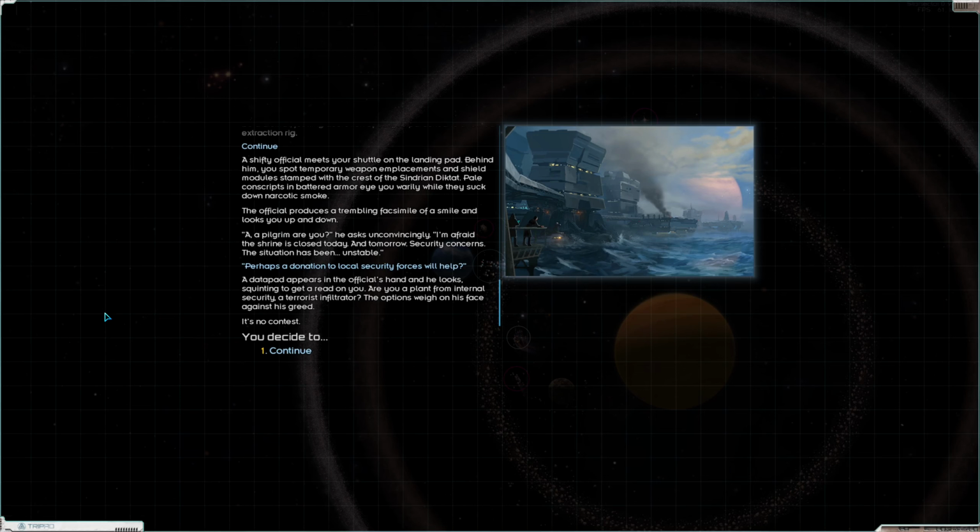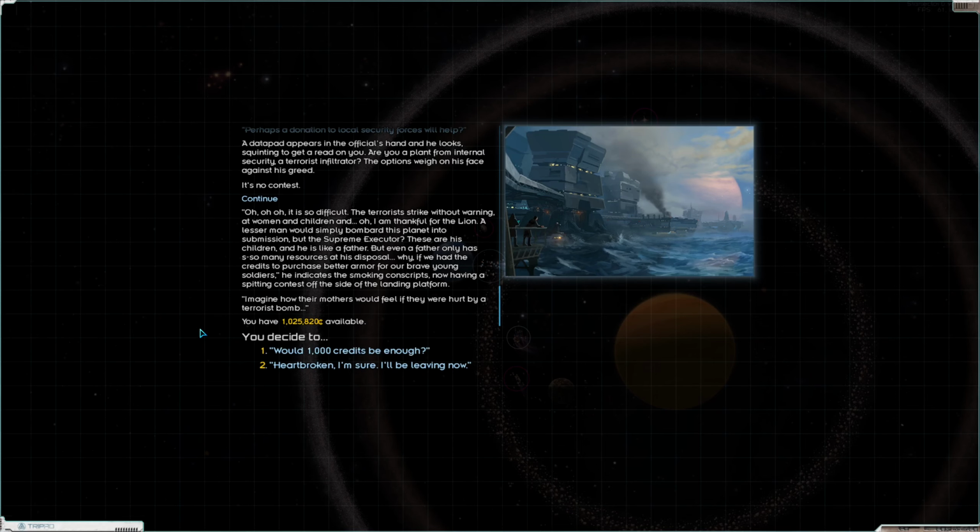The datapad appears in the official's hand, and he looks, squinting, to get a read on you. Are you a plant from internal security? A terrorist infiltrator? The options weigh on his face against his greed. It's no contest. "Oh, it is so difficult. The terrorists strike without warning at women and children, and... Oh, I'm thankful for the Lion. A lesser man would simply bombard this planet into submission. But the Supreme Executor? These are his children. And he is like a father. But even a father only has so many resources at his disposal. Why, if we had the credits to purchase better armor for our brave young soldiers..." He indicates the smoking conscripts, now having a spitting contest off the side of the landing platform. "Imagine how their mothers would feel if they were hurt by a terrorist bomb."